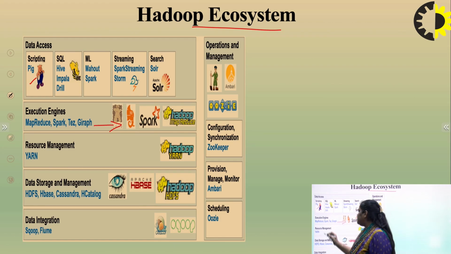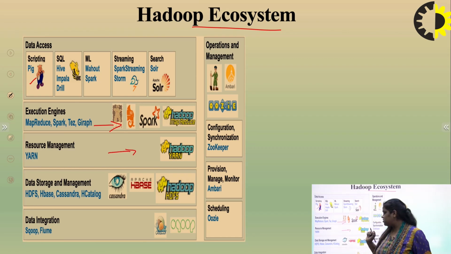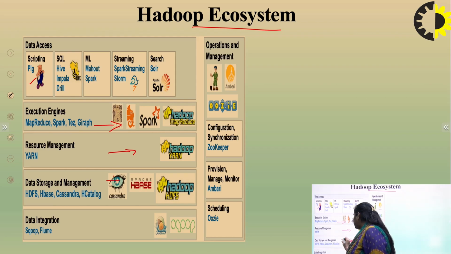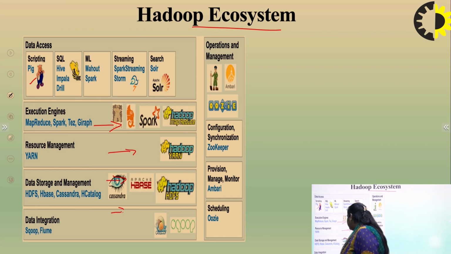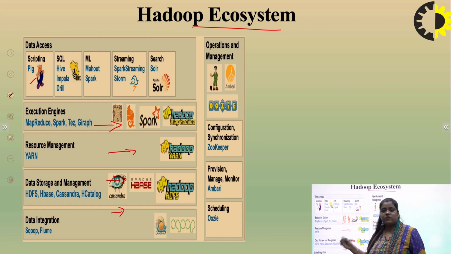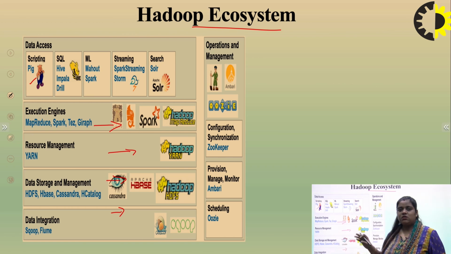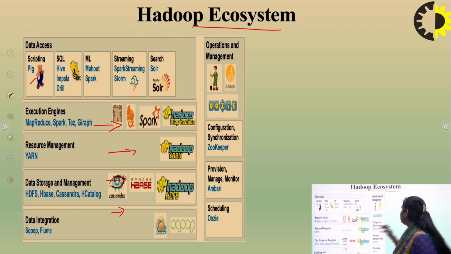For execution, we can use MapReduce, Spark. For resource management, we can use Yarn. For data storage and management, you can use HDFS. For data ingestion, we can use Sqoop and Flume. What is data ingestion? Data ingestion means to collect the data from various sources. Our sources can be a relational database or the web architecture. And for operation and management, some listed tools are available.